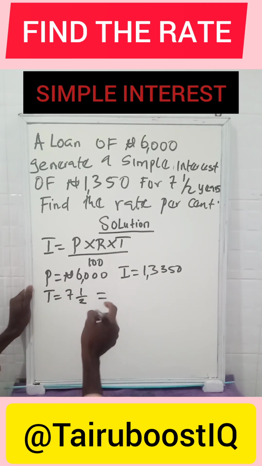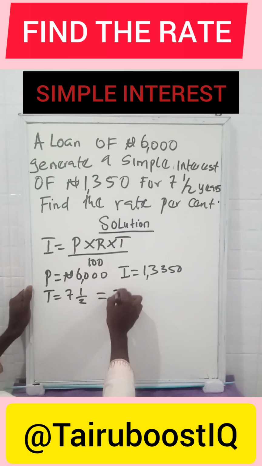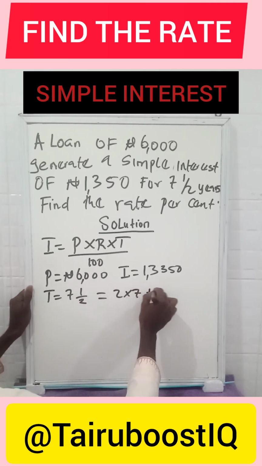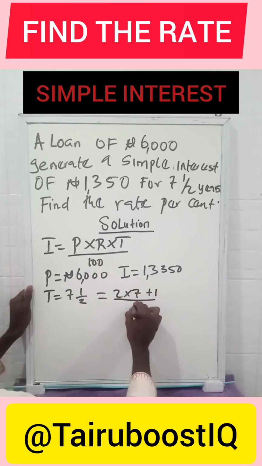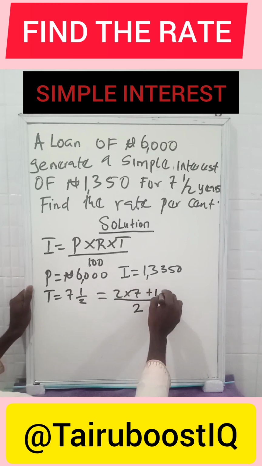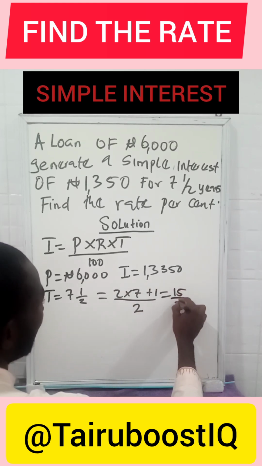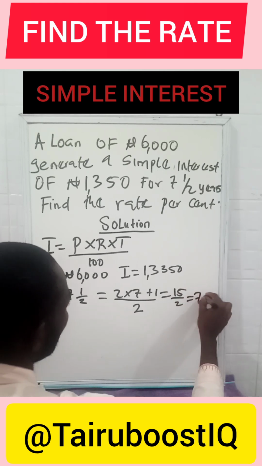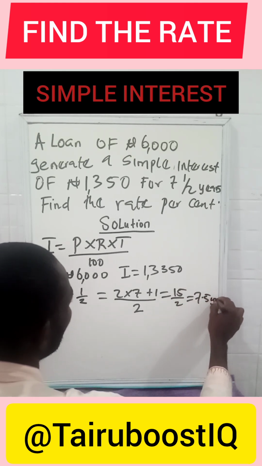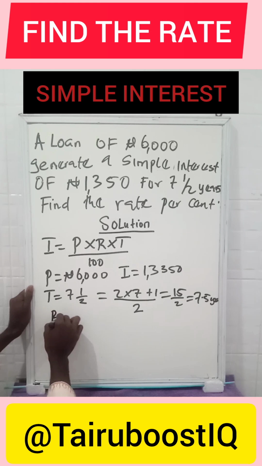We can change it to a decimal by saying 2 times 7 plus 1 all over 2. 2 times 7 will give us 14. 14 plus 1 will give us 15, divided by 2, and that is 7.5 years. Then what is our R? R is not given.